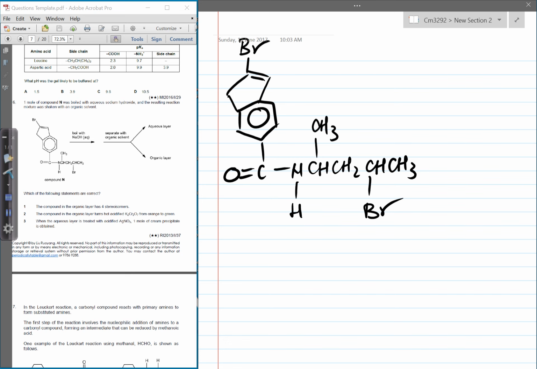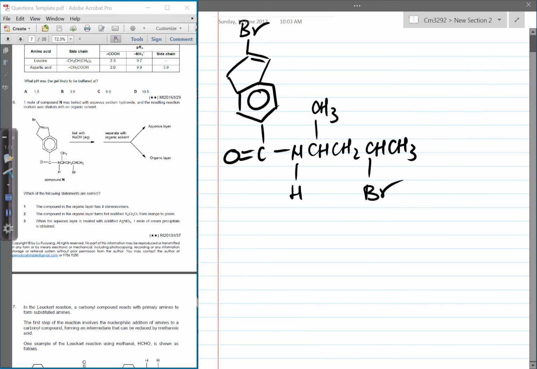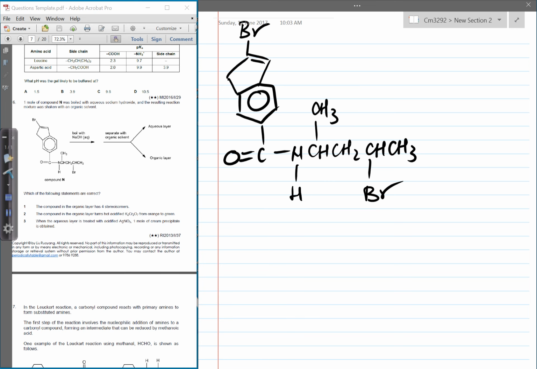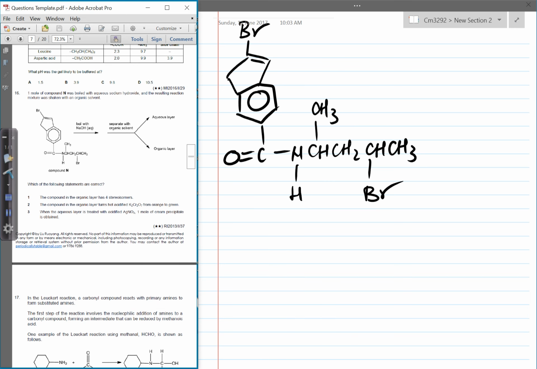This is quite a common kind of problem in planning nowadays, right? And this is what I will do in lab as well. So let's say you have this compound N and you boil with NaOH, basically this step is whatever they want to react it with, right?